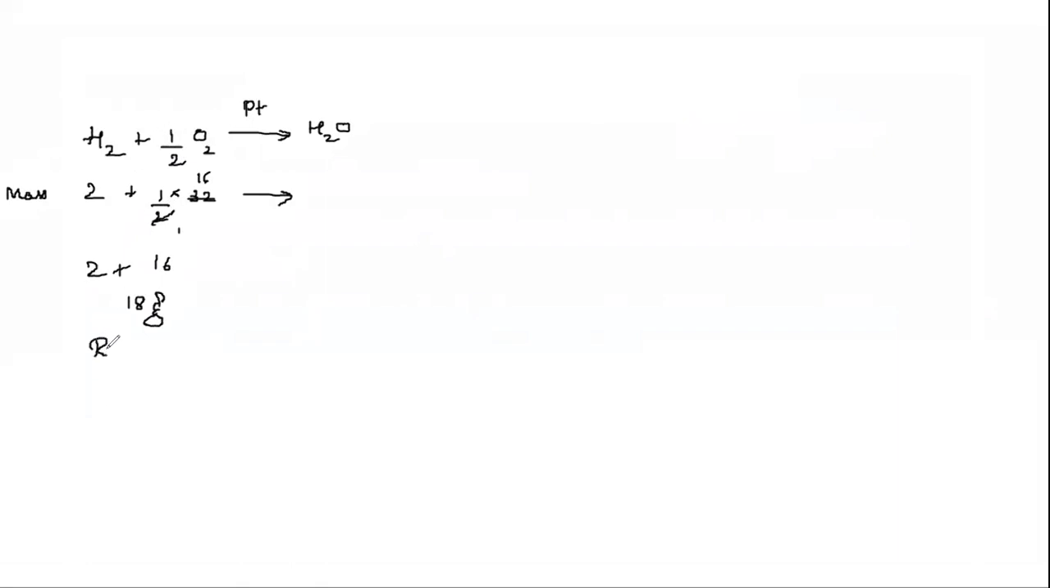So this side is reactants, correct? Coming to this side, H2O: 2 atoms of hydrogen, mass of 1 atom of hydrogen is 1, into 2, plus 16 for oxygen. So 2 plus 16 is again 18 grams. So here also I have got product mass equal to 18 grams, which is the same. So what does this mean? How much amount of reactant you have taken, the same amount of product you are going to get. The total mass of the reactants and products is going to be the same.